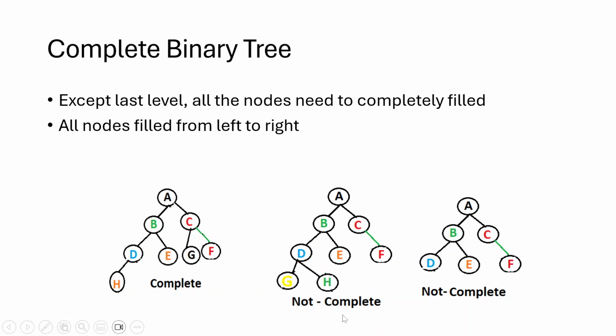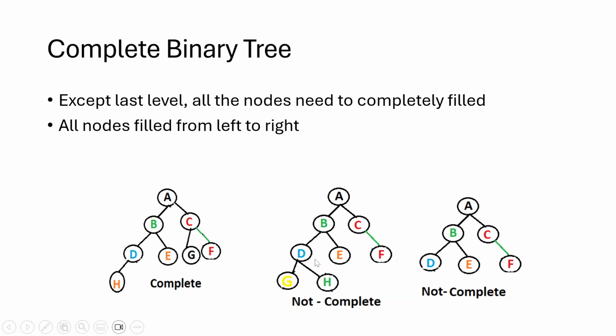So why am I calling this a not complete tree? This is level 0. A is the root node. A has two children, B and C, and then B has two children, D and E. But in level 1 itself, if we observe, C should fill the left child first and then the right child. But without having a left child, C has a right child. So it is not a complete tree.